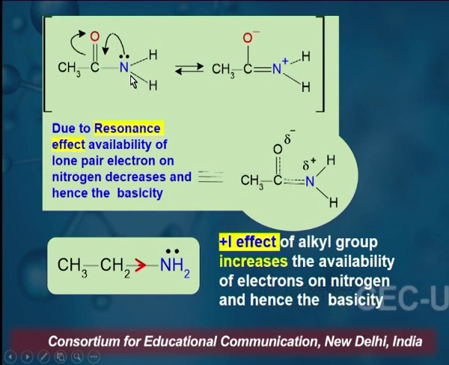As a result, amides are less basic as compared to amines, because in case of amines the lone pair of electrons on nitrogen is there, and further it is attached to an alkyl group, and the plus I effect of the alkyl group is further increasing the availability of electrons on nitrogen. As a result, the basicity of the amine will be more. Aliphatic amines will be more basic compared to the corresponding amides, where the availability of electrons has been reduced due to this resonance effect, due to this delocalization.